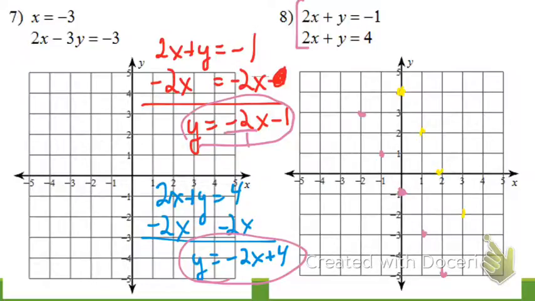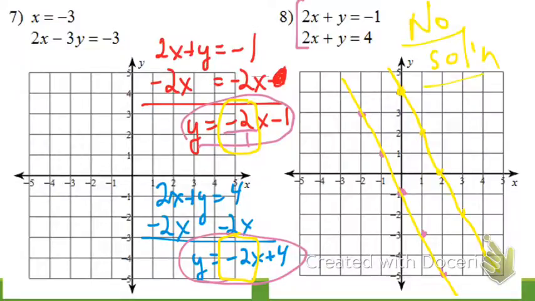Mr. Kirkton, I need my graph paper because it's not going to intersect. I don't have enough room. And you're like, well, this is never going to intersect, little one. These are parallel. And then you remember, back to what you learned first semester. When you have the same slope, lines are parallel. So if these have the same slope, they're parallel. They're never going to intersect. So there is no solution. No solution when you have parallel lines.